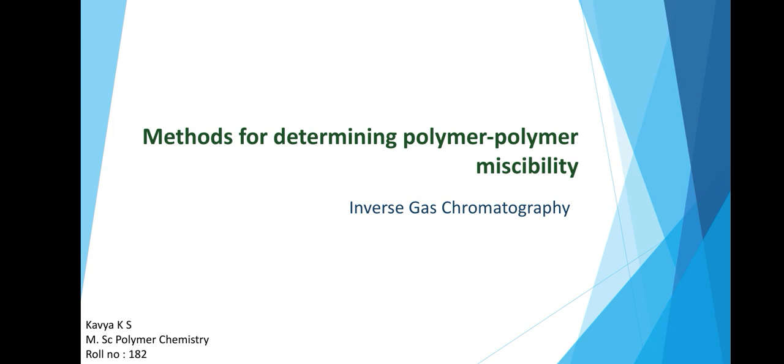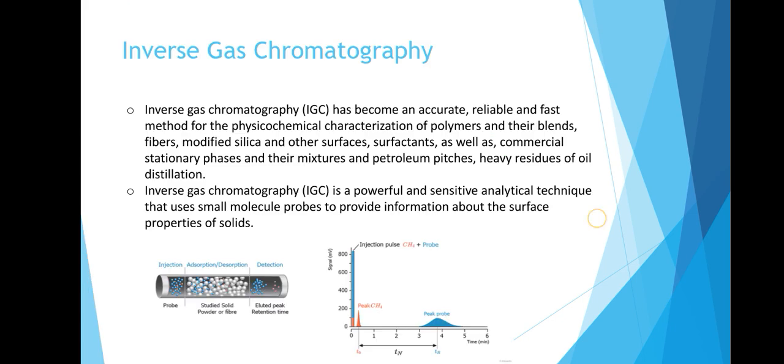Good evening. Today we are going to discuss the topic methods for determining polymer-polymer miscibility. There are several experimental methods to estimate polymer-polymer miscibility, such as heat of mixing measurements, inverse gas chromatography, solvent vapor absorption, etc. But here we are going to focus on inverse gas chromatography.